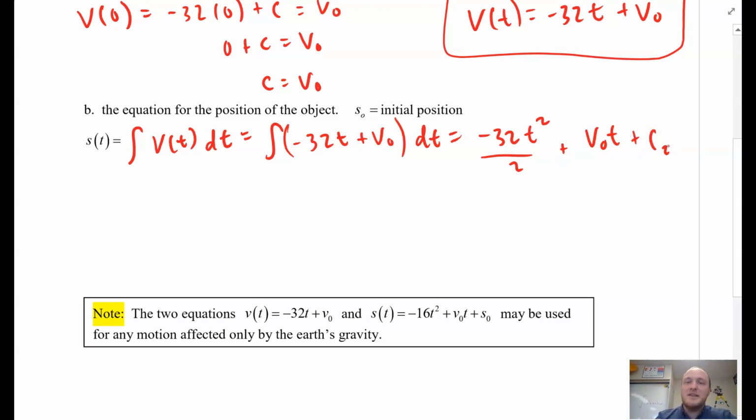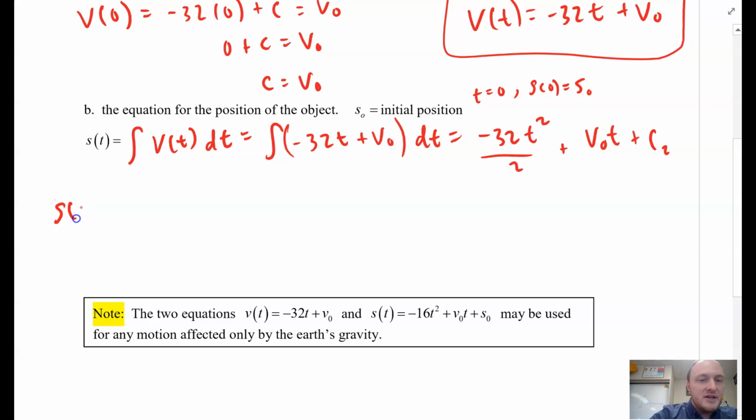Okay, and again, they say S sub O is your initial position. Now, if you've caught on, you can kind of tell that, hey, I'm just going to tack on the initial position to this, and that's correct. But what I want to do is model this, right? So again, your initial position, this is when t is equal to 0. They say that S of 0 is equal to your initial position, which is like a duh.